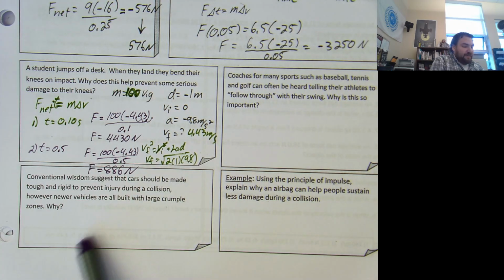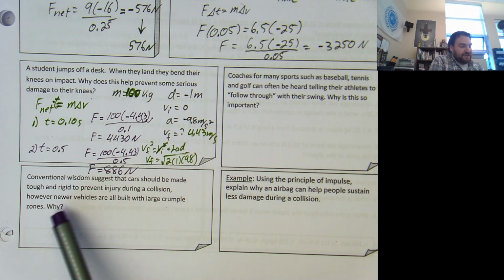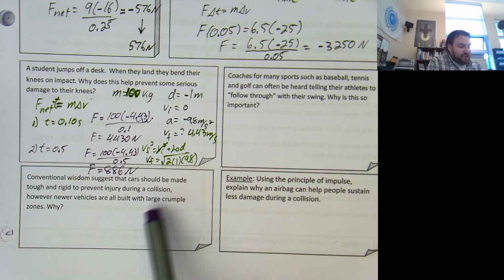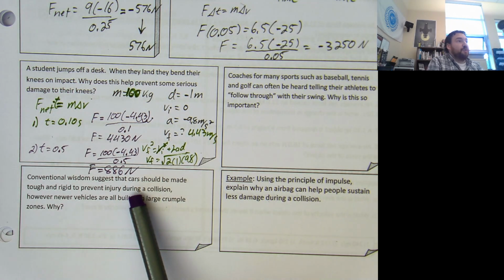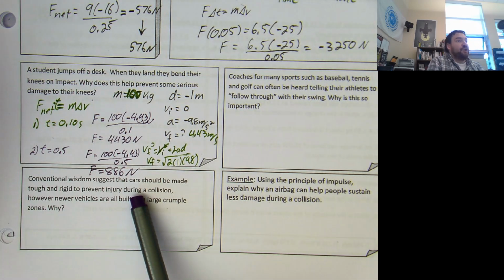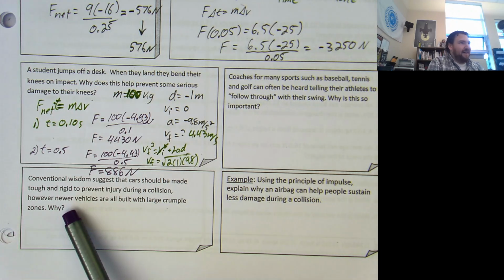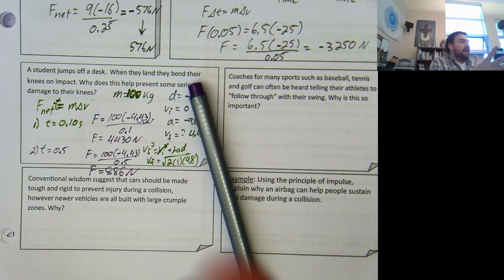It's this one down here too. Conventional wisdom suggests that cars should be made tough and rigid to prevent injury during a collision. This is how cars were built in the 50s and 60s. If you have a car from the 50s and 60s, they are solid. There is no give. If you hit something in one of those, the car will probably be fine, and whatever you hit is going to pay for it dearly. Nowadays, cars are built of plastics and fiberglass, and they crumple to nothing.